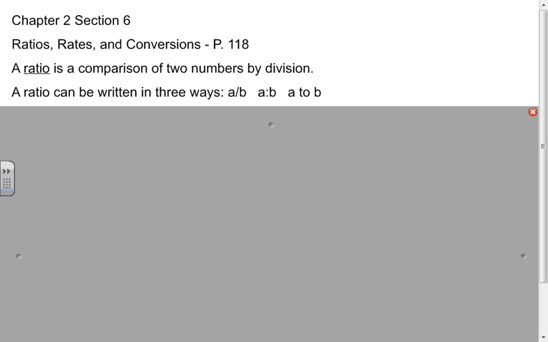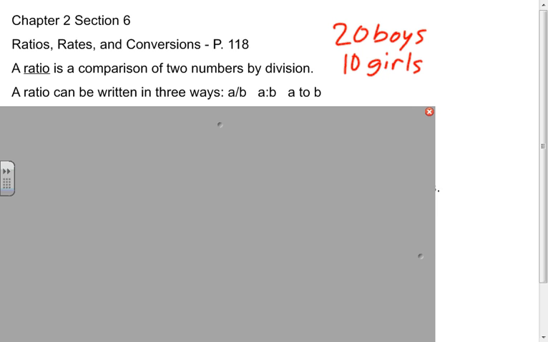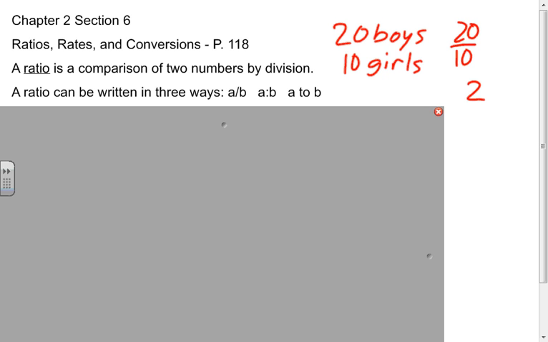Okay, now, when we say it's like a division problem, if we think about a classroom full of students, if we have 20 boys and 10 girls, I can write that as a division problem. And if I simplify it, that would be my ratio. So if I simplify 20 over 10, I get 2 over 1. And so that would be the ratio 2 to 1, which means for every 2 boys, there's 1 girl.